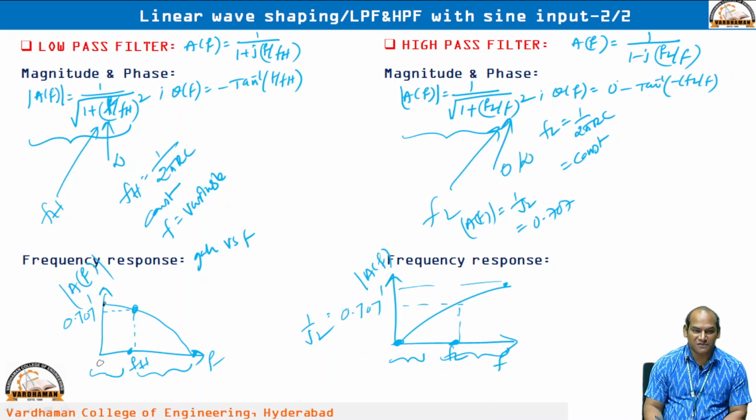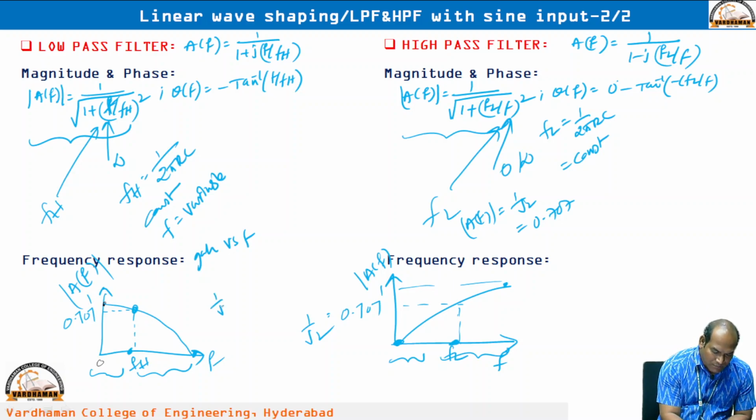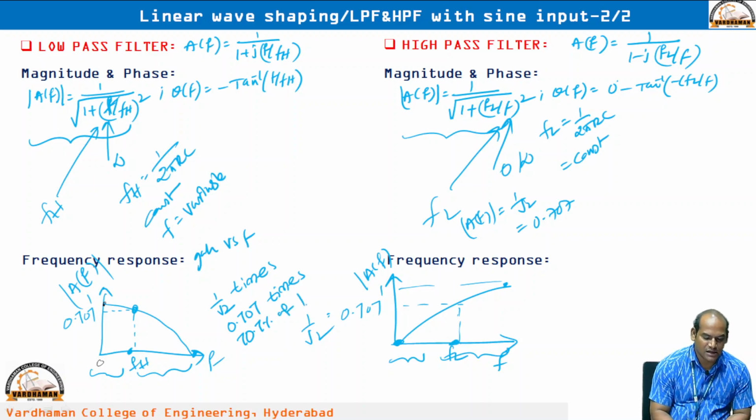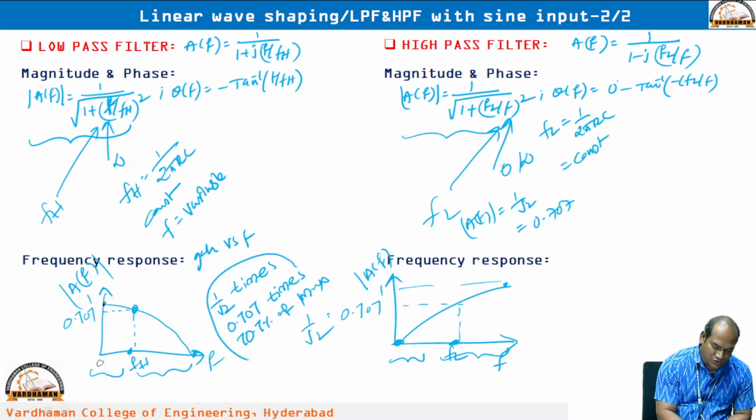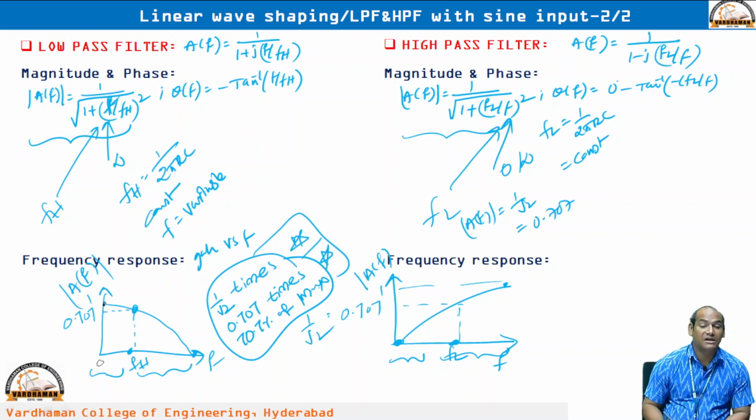Similarly, in case of the high pass filter also, the lower cutoff frequency fL is defined as the frequency at which the gain is 70.7%. We can tell in percentages, or we can tell 1 by root 2 times the maximum gain. You can tell 1 by root 2 times, or you can tell 0.707 times, or you can tell 70.7% of 1, or maximum gain. So, this thing you need to remember. Using this particular concept, you can define the fH value and fL value.